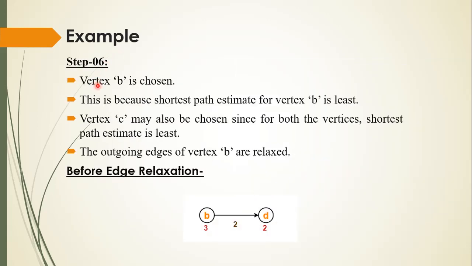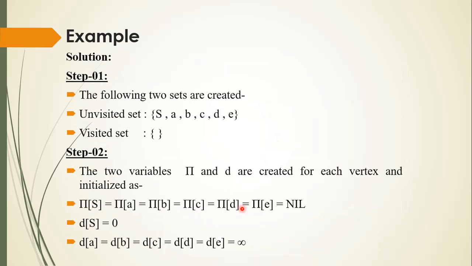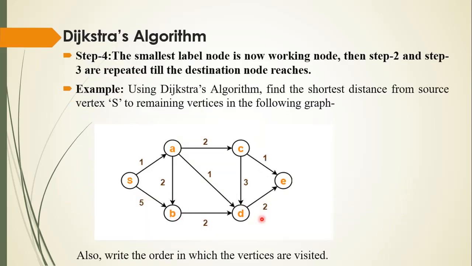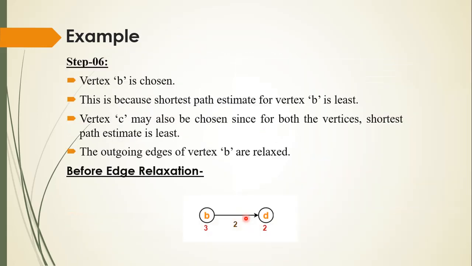Vertex B is chosen because the shortest path estimate for vertex B is least. Vertex C may also be chosen, since for both vertices the shortest path estimate is least, so we can select B or C, that I have explained. The outgoing edges of vertex B are relaxed. So for B in the original diagram, we have only this vertex: from B to D we have a 2.